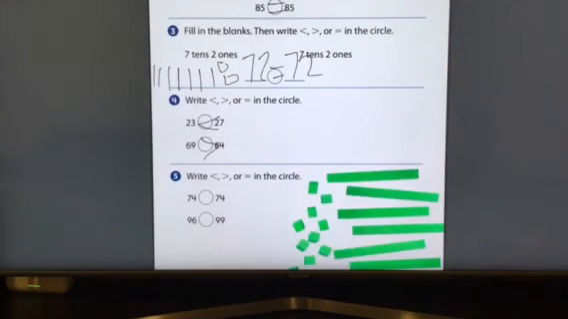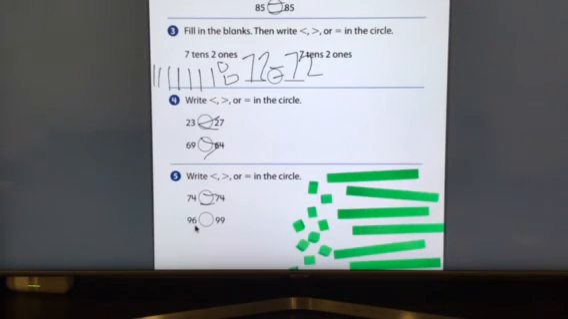Looking at number 5, you're going to do the same thing. Write less than, greater than, or equal to in the circle. So first we have 74 and 74. I can see that these numbers are the same. When a number is the same, the numbers are equal. I hope you said equal. The numbers are equal to each other, and you should have an equal sign in that circle.